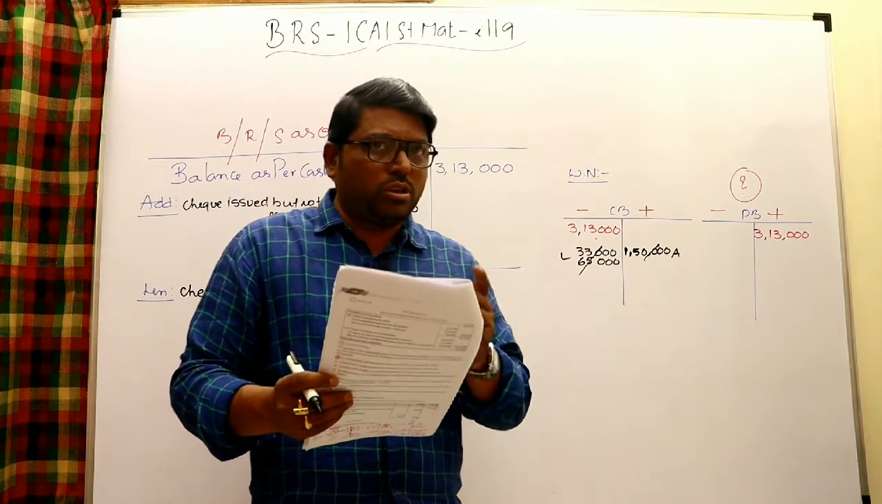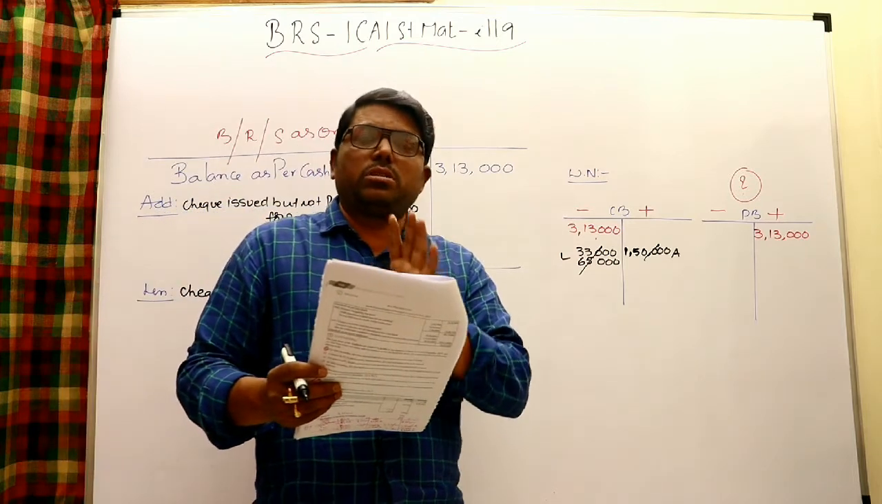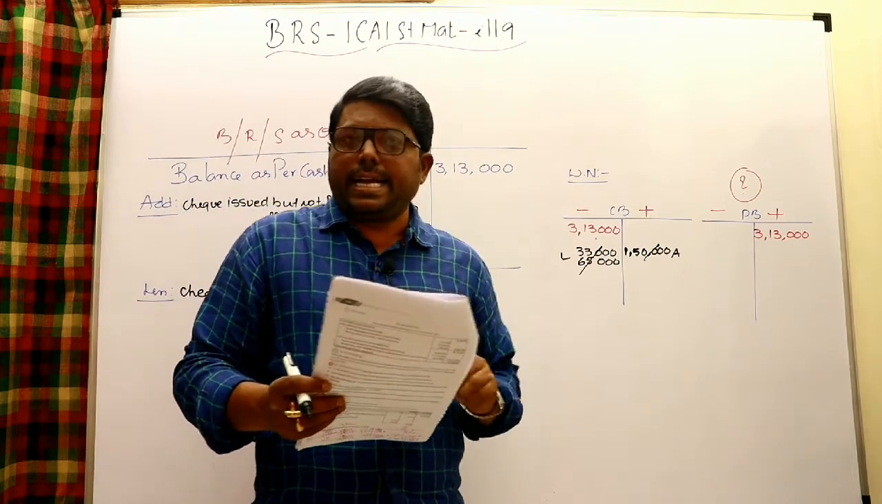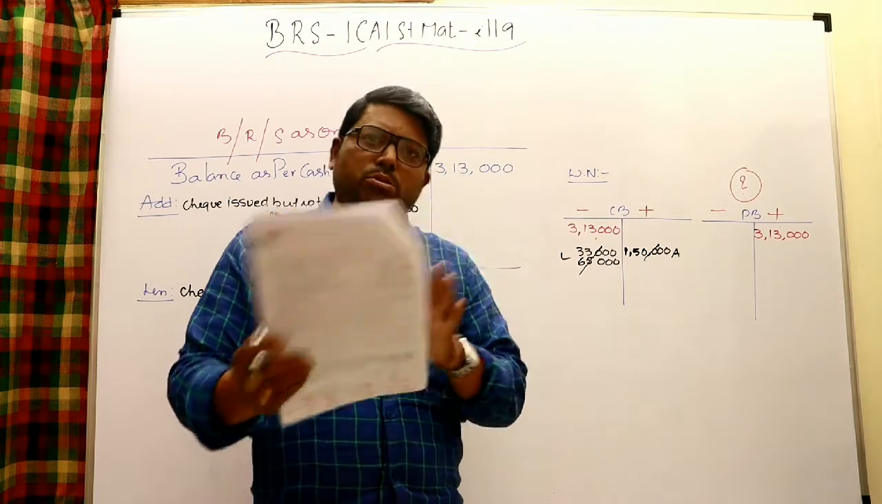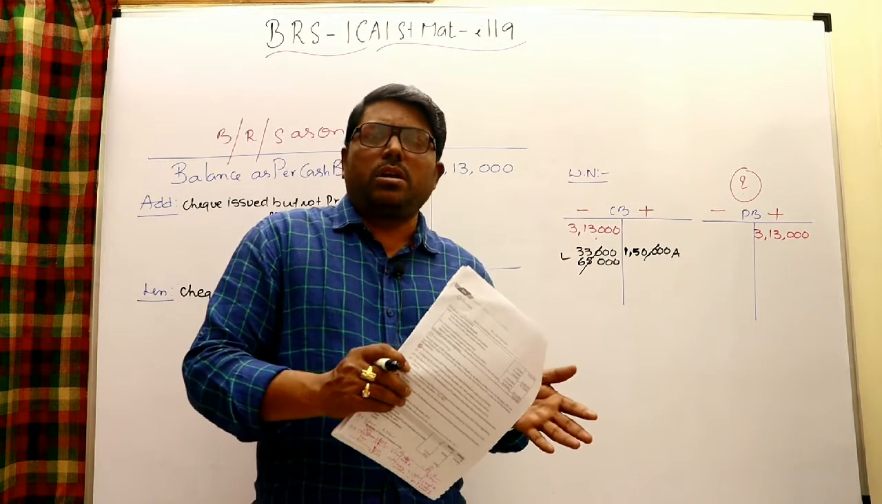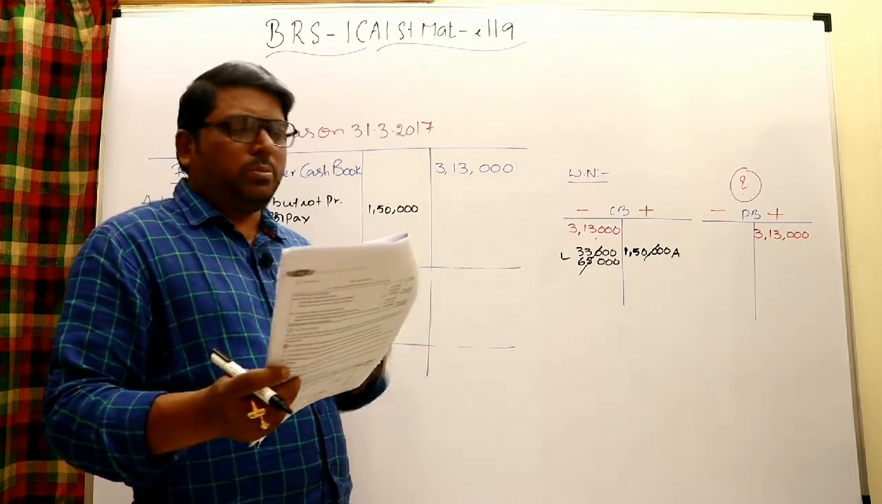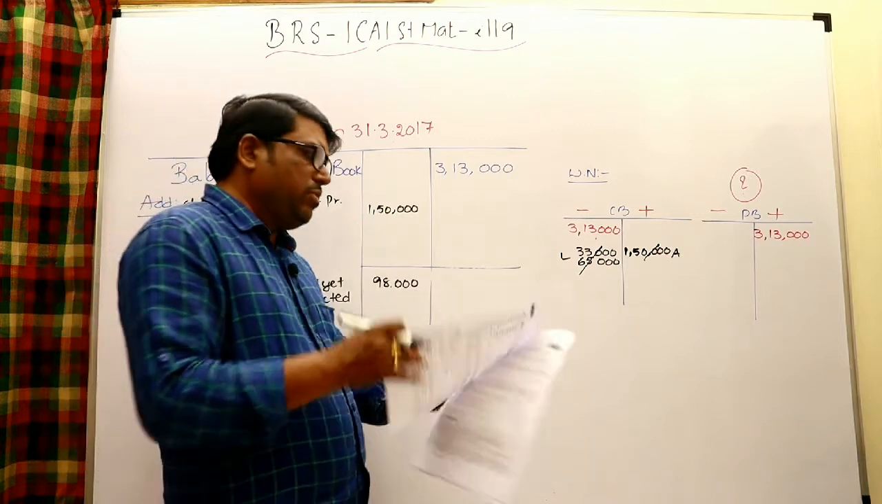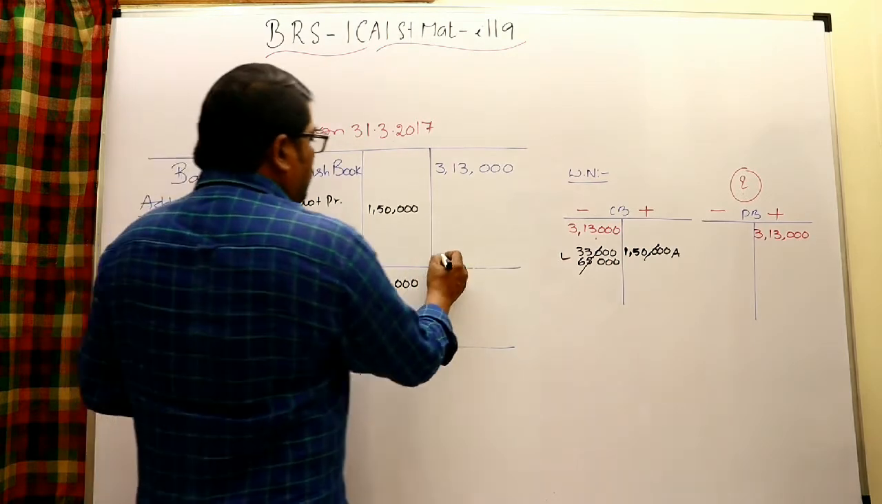But you have to cross check from cash book to passbook and passbook to cash book when they are given for the same months. Say for example, cash book March month, passbook also March month. Then you have to cross check both ways. But when they are given different months, these two are sufficient: deposited but not collected, as well as issued but not presented. That is sufficient.